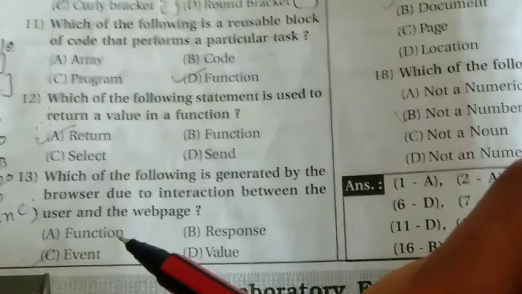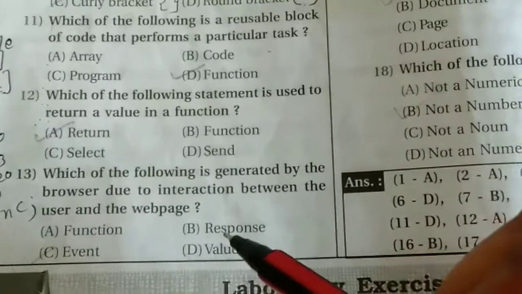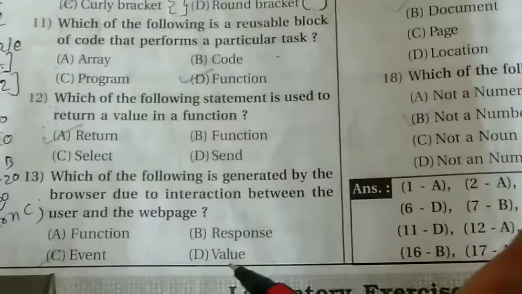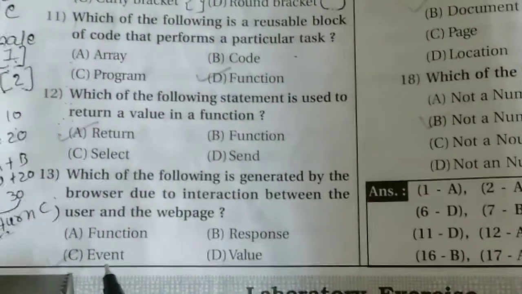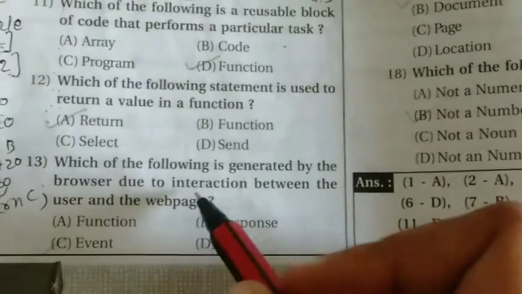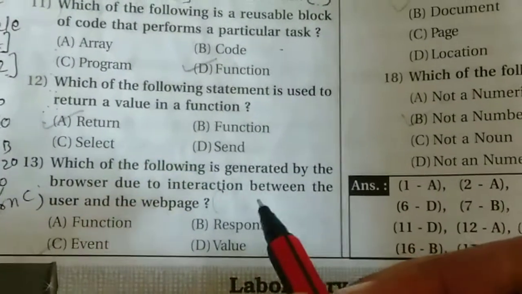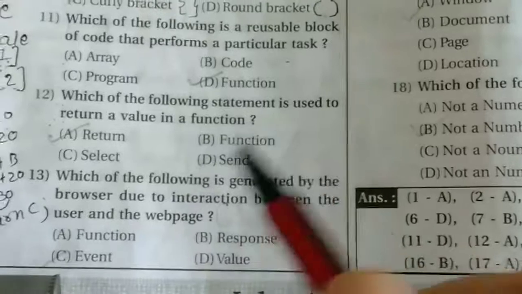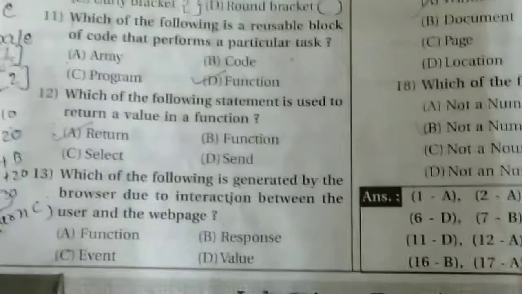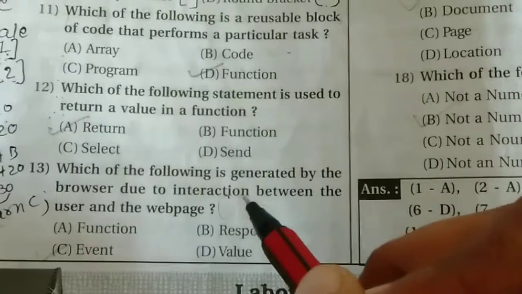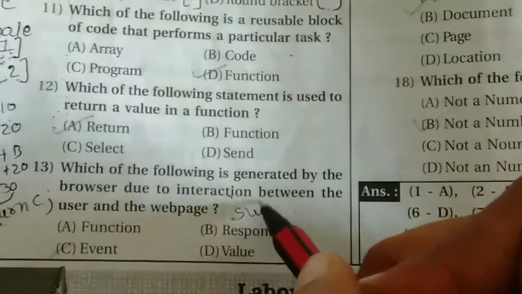Which of the following is generated by the browser due to interaction between the user and the web page? Function means reusability of code. Response, no, wrong. Event, yes, event. And value, no, value is wrong. Your answer is event. When a user is clicking on the submit button after filling all the form, for example, I am filling first name, middle name, last name, radio, gender, hobby, address, and then I am clicking my submit button.